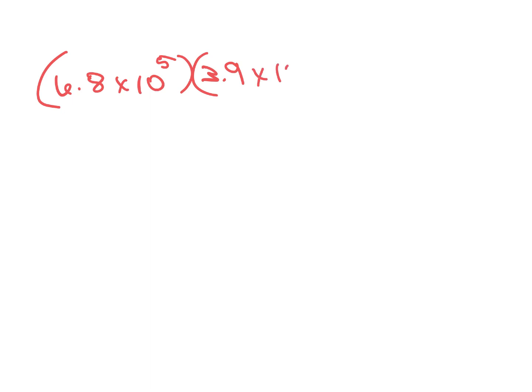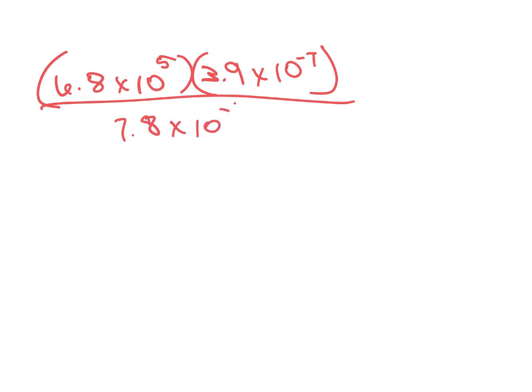All right, let's try one more with a combination. 6.8 times 10 to the 5th times 3.9 times 10 to the -7. And then we're going to divide that by 7.8 times 10 to the negative 4. Now remember again, we're going to do what we can on the top here first before we cross the line. It makes life so much easier. So let's do 6.8 times 3.9.